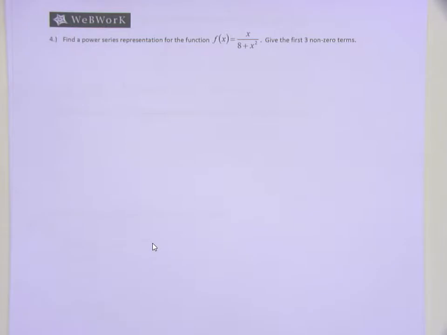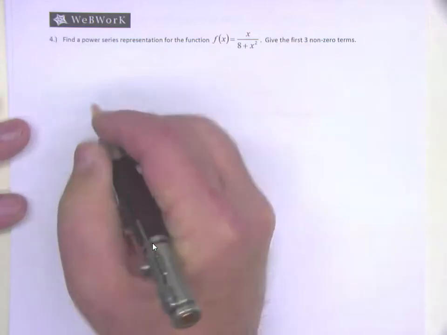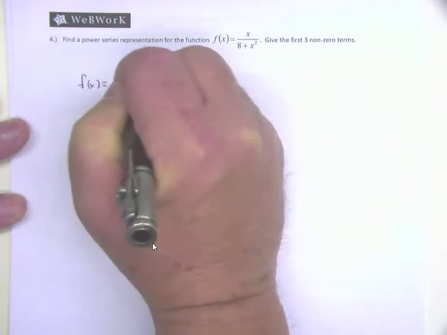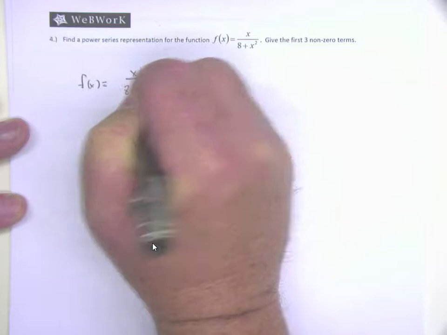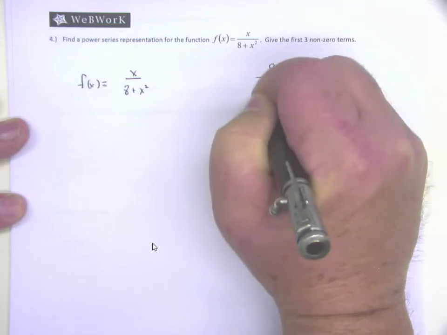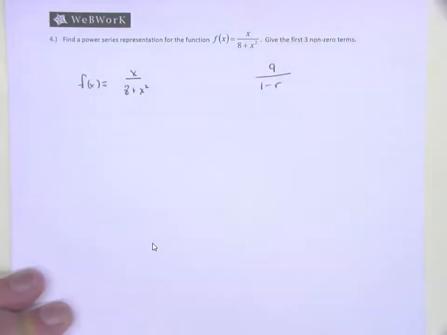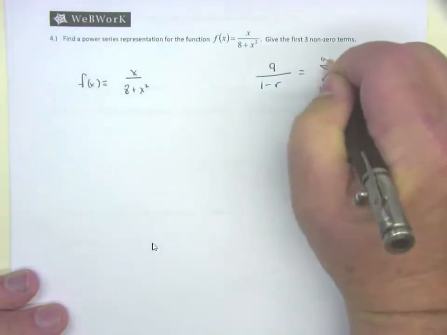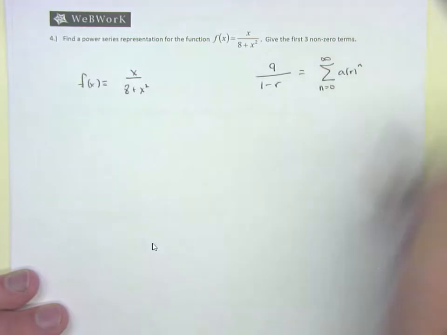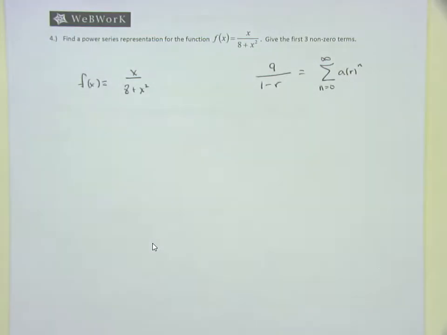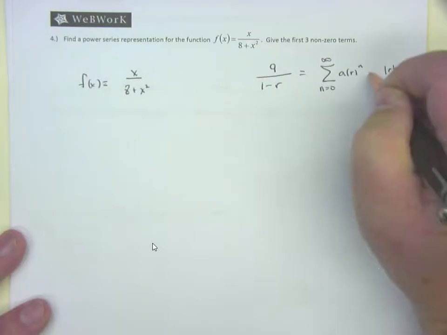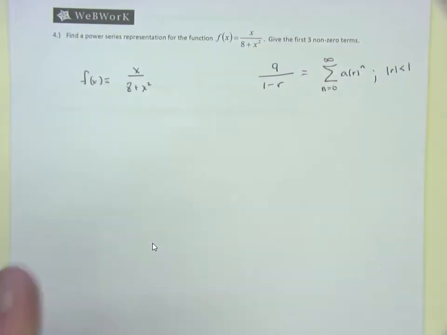Now, what's nice about this one is it almost looks like the form of a over 1 minus r. So right now we have f of x equals x over 8 plus x squared. And the goal, remember, is to turn it into a over 1 minus r, so we can convert it into the sum as n goes from 0 to infinity of a r to the n, provided this is your interval of convergence: the absolute value of r is strictly less than 1. So this is my goal here.